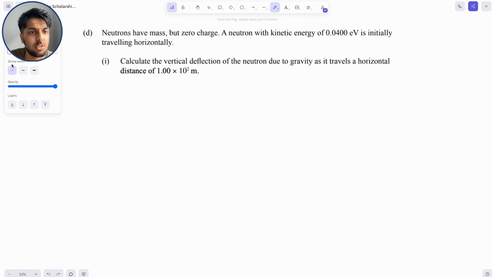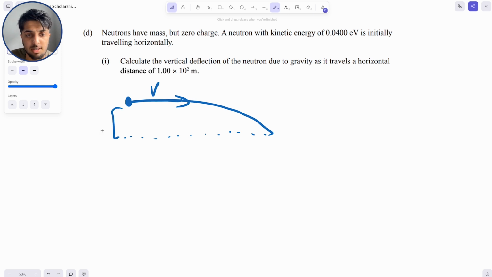So yeah, in this question, we're actually just talking about a neutron that is traveling this way at velocity v, and the path that it would travel would be like that of a projectile motion, so like that. And what it's asking us is to calculate the vertical deflection, so basically this height right here.